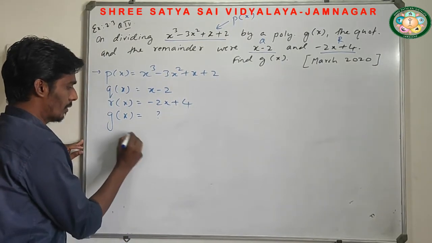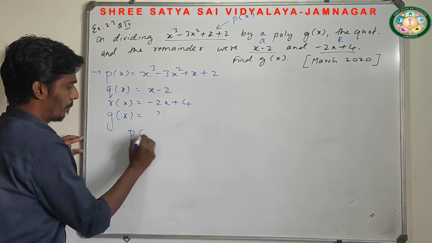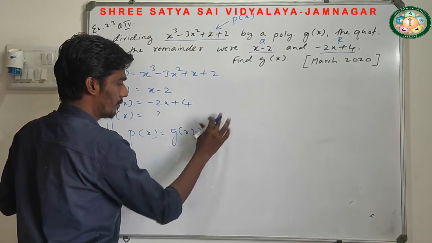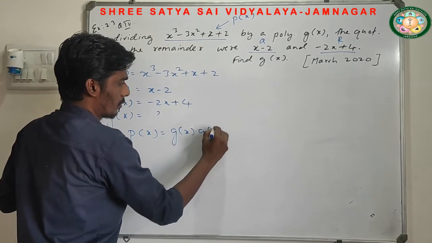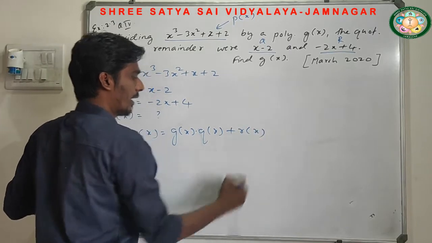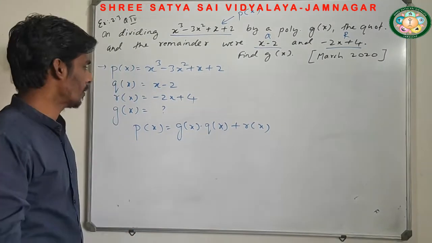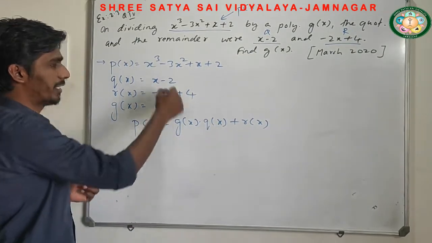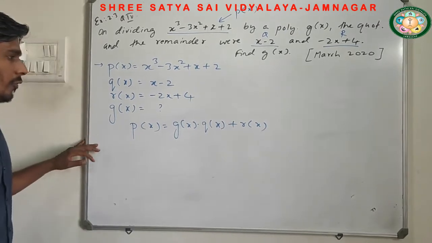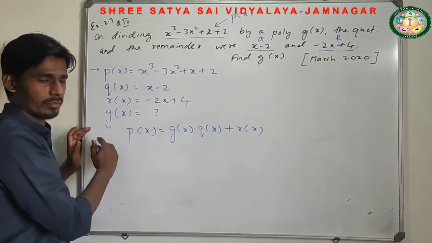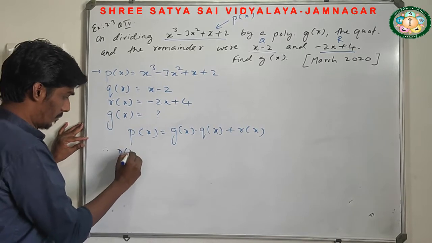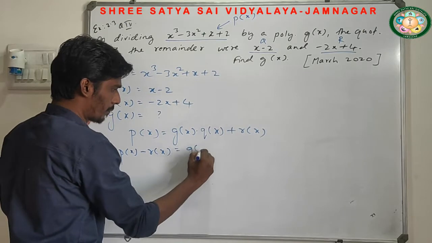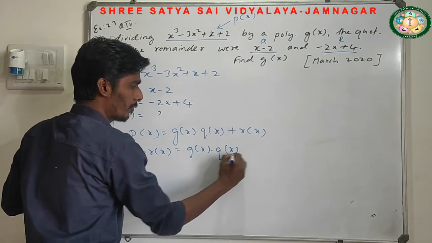Now as per the formula of the division rule, p of x equals g of x into q of x plus r of x. Out of these 4 terms, 3 terms are already known. We have to find out g of x. So we'll take this r of x over this side. So this becomes p of x minus r of x equals g of x into q of x.